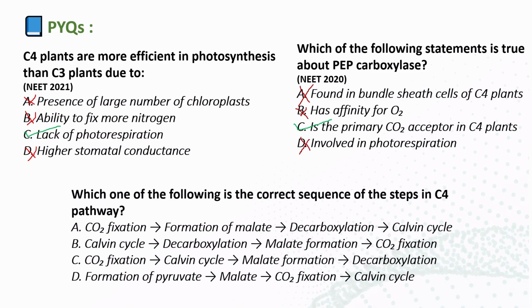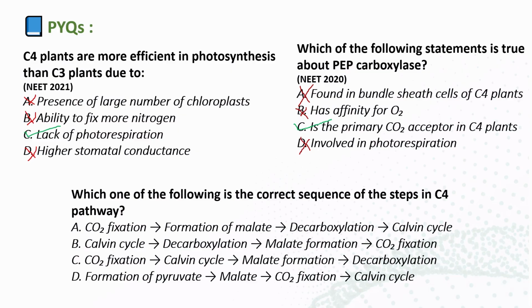The question they have asked is: which one of the following is the correct sequence of the steps in the C4 pathway? Here they are asking you to say the order of the C4 pathway. First option is CO2 fixation, then formation of malate, then decarboxylation, and then Calvin cycle. Okay, this is the first option. The second option: Calvin cycle, decarboxylation, malate formation, CO2 fixation.